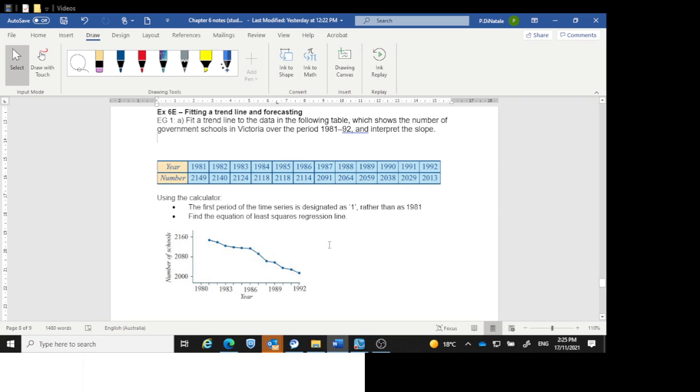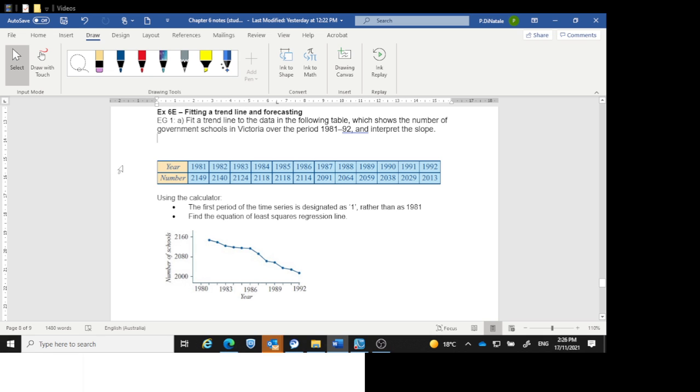So today we're going to be fitting a trend line and forecasting. And forecasting is trying to predict the future. Example 1 says fit a trend line to the data in the following table, which shows the number of government schools in Victoria over the period of 1981 to 92, and interpret the slope.